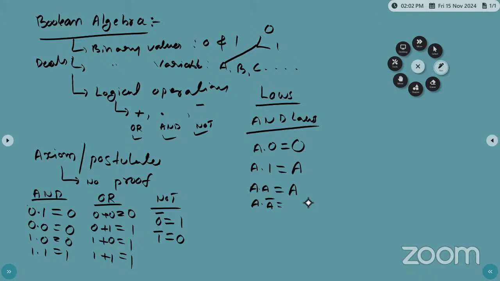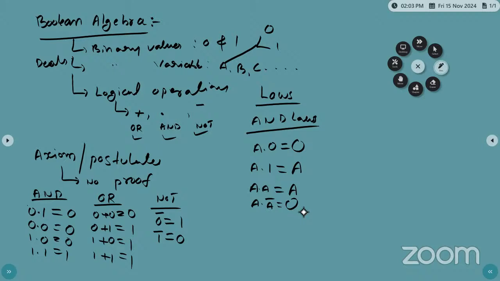Next, a dot a bar. This is important. Now you can assume a is equal to 0. What will happen here? 0 dot a bar, a bar is 0 bar. What is 0 bar? 1. 0 dot 1 is 0. Next, a equal to 1: 1 dot 0 is 0.